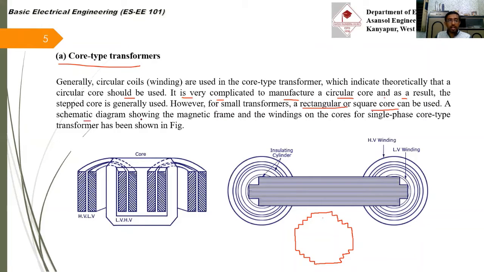A schematic diagram showing the magnetic frame and the windings of the core for a single phase core type transformer. Here you can see the high voltage and low voltage windings, and in between the windings there is a lamination. Now why is this lamination used? The lamination is used to reduce the eddy current loss. We will discuss this eddy current loss later.